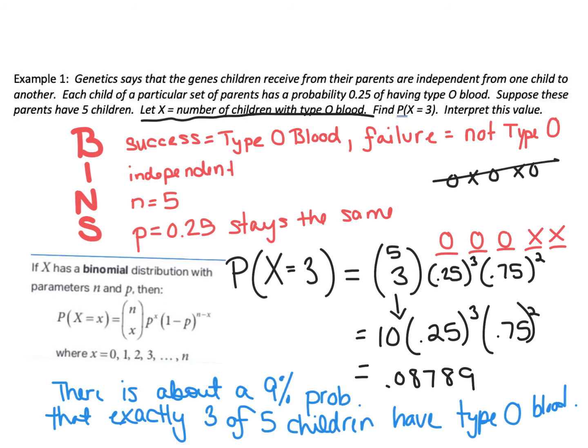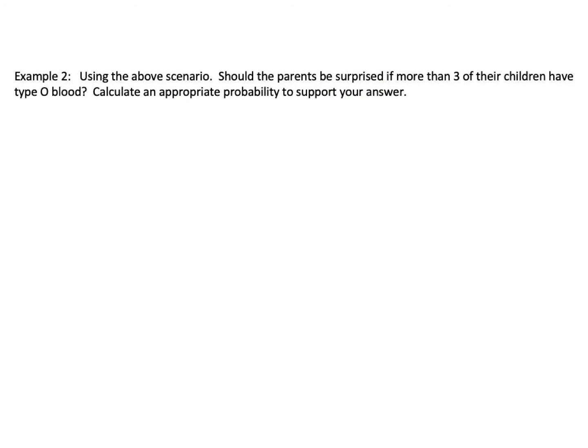So when it says interpret, this means that there's about a 9% probability that exactly 3 of the 5 children have type O blood. Now we're going to use that same scenario, but a different question. Should the parents be surprised if more than 3 of their children have type O blood?